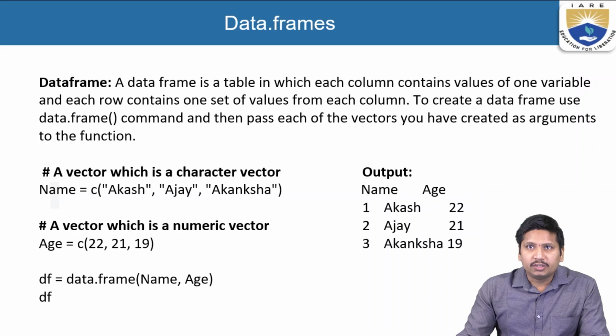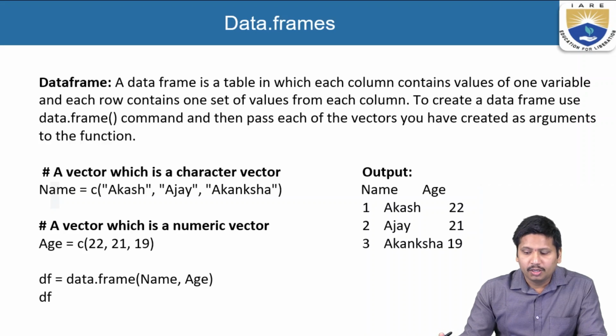So the very first one is the data frame. A data frame is nothing but a table, in which each column contains the values of one variable and each row contains one set of values from each column. To create a data frame, we make use of the data.frame function, and pass each of the vectors you have created as an argument to the function.